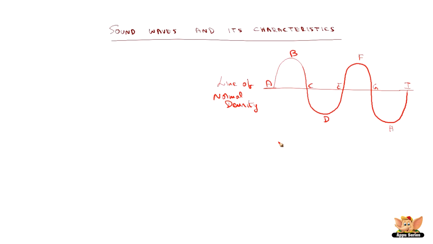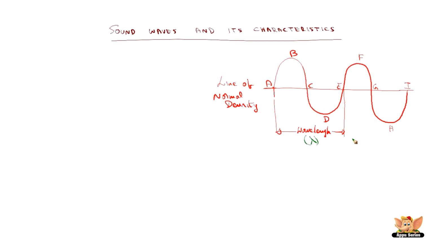Now we will define various parameters from this graphical representation of the wave. The first parameter that we define is the wavelength. So the wavelength is basically a combined length of compression and an adjacent rarefaction. That means in this case, if we take the compression is ABC and adjacent rarefaction is CDE, so the wavelength is from A to E. This is the wavelength. Wavelength is represented by the Greek letter lambda.